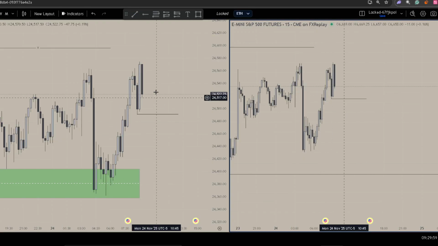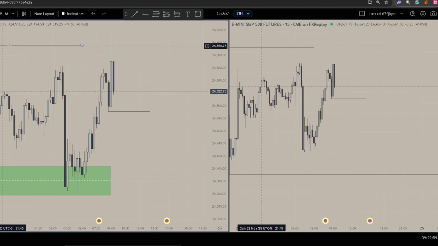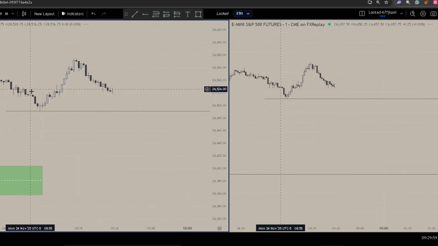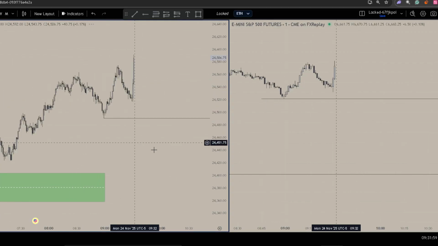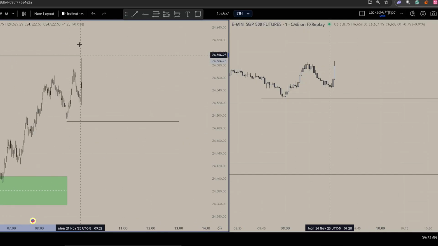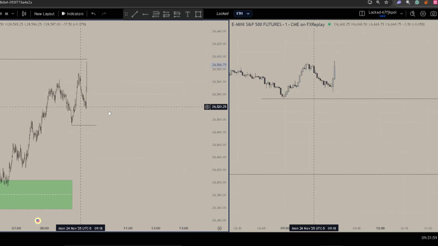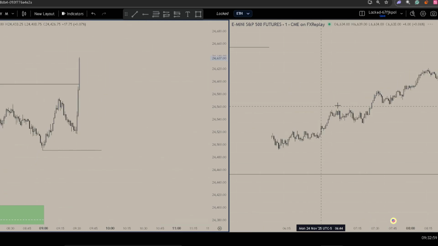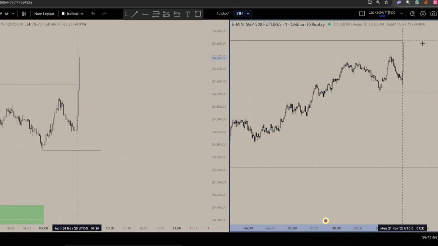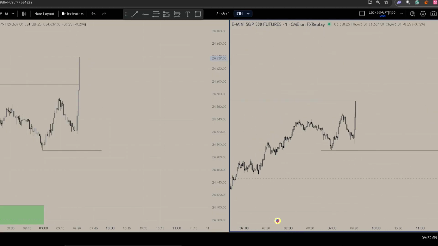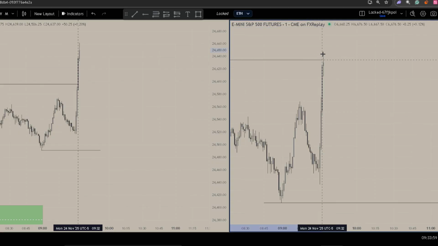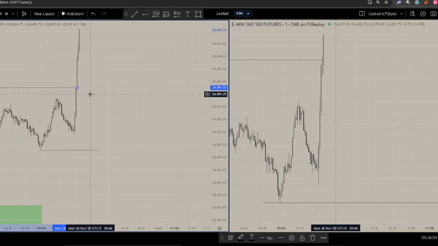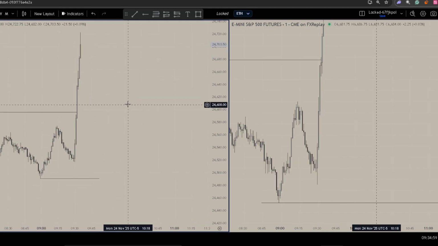Maybe 9:30 Judas swing lower and then push higher. But let's see, I'm about to play it out. Okay, so we went straight higher, so we're going straight for that draw on liquidity. Boom, that was hit. ES just a little bit behind, so I think in this next candle ES took that high. So let's keep going.